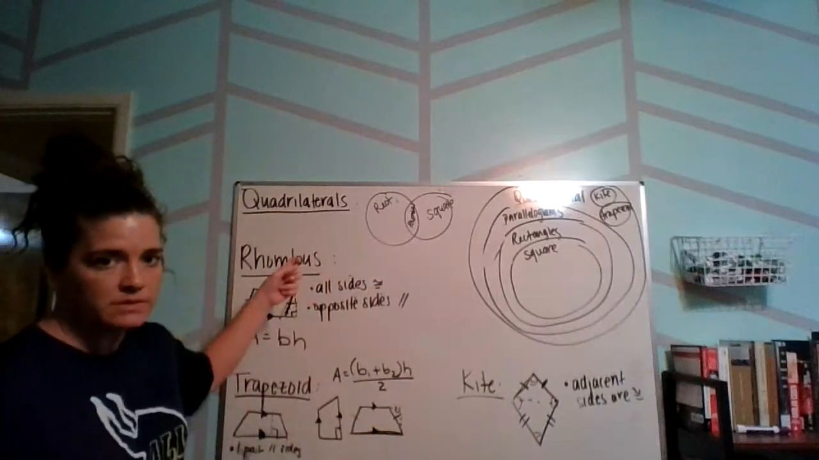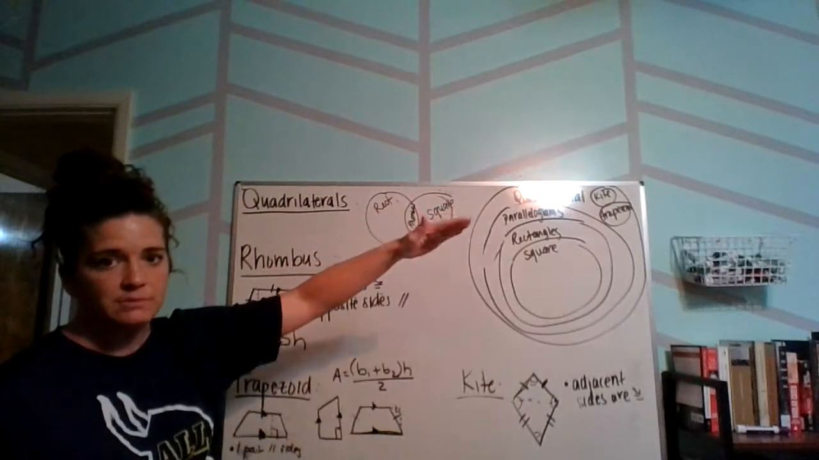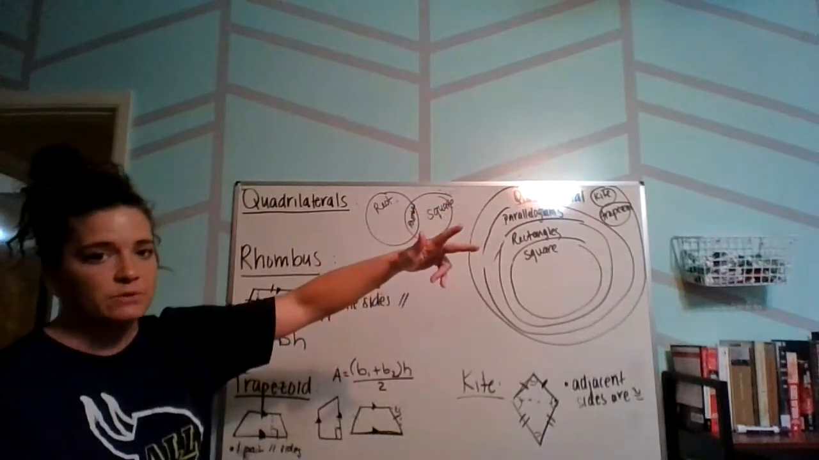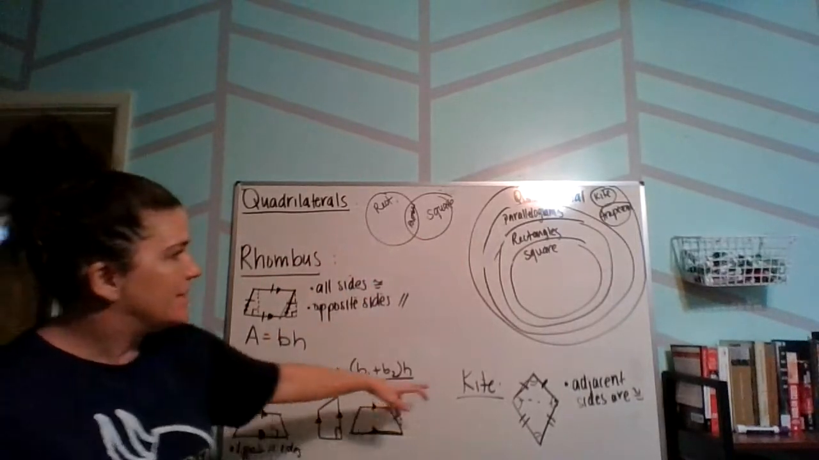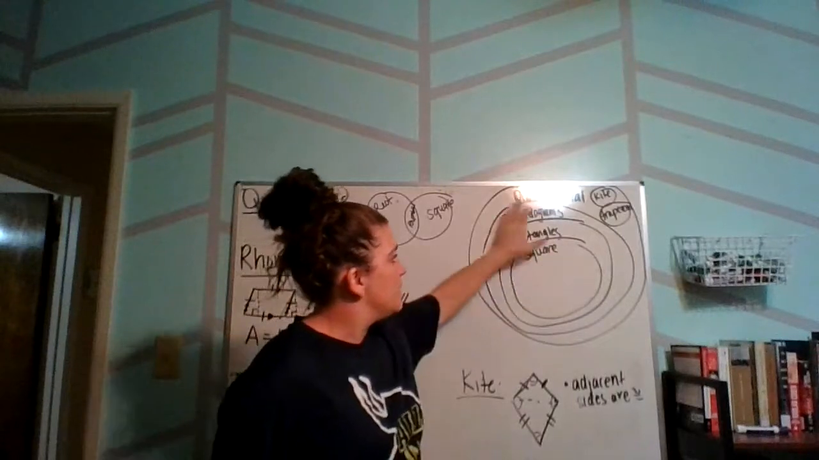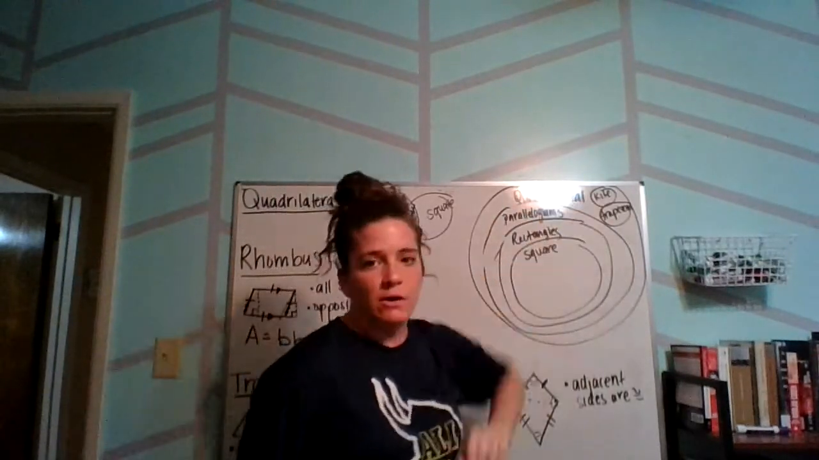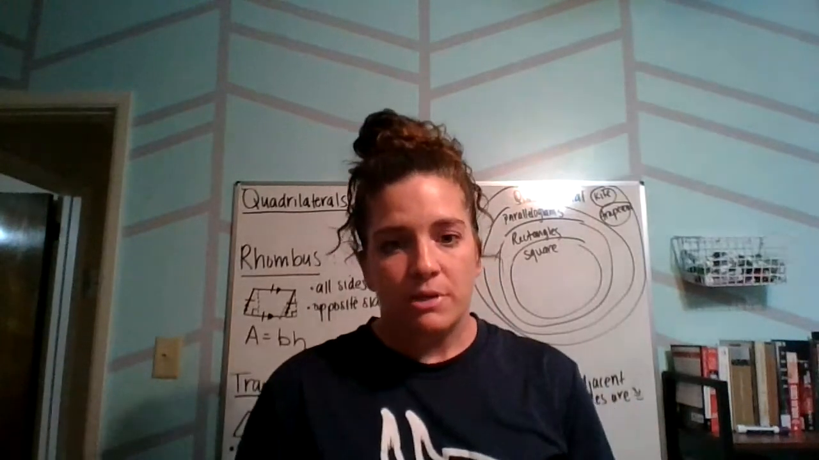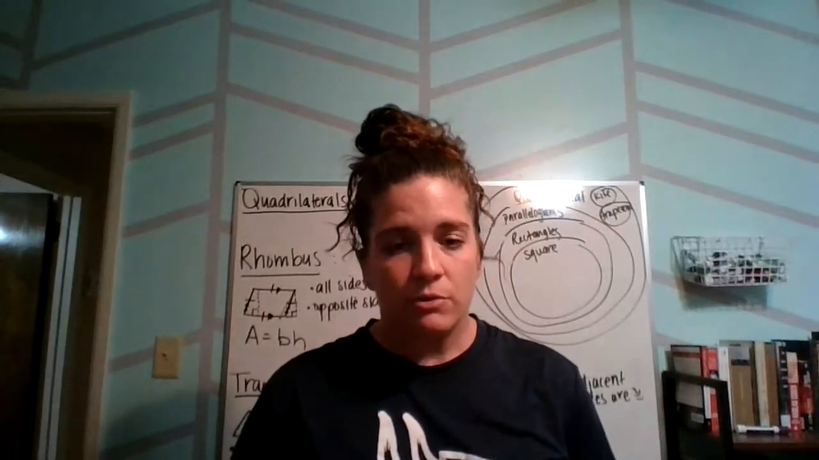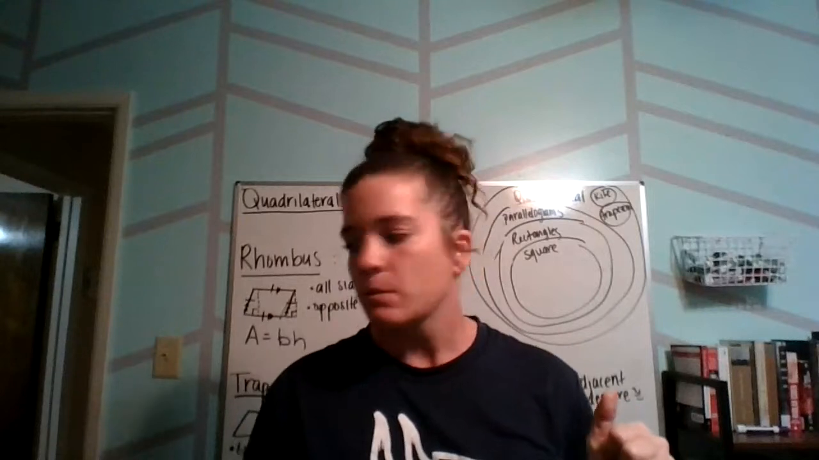We had our rhombus, which fits in with the parallelograms, but not really with rectangle and square. It's an overlap of the rectangle and square. Trapezoid and kite have nothing to do with parallelogram, rectangle, or square, but they are quadrilaterals because they do have 4 sides. So this should be the end of that polygon worksheet where you have all the characteristics.